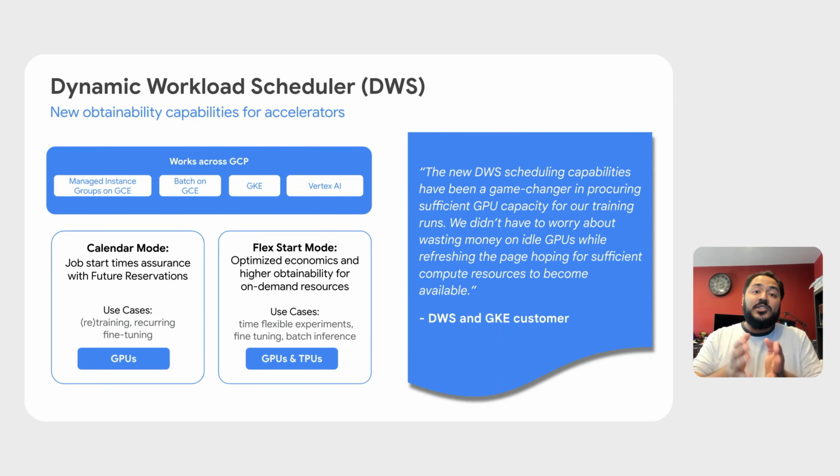Calendar mode provides job start time assurance with future reservations. These are useful for periodic fine-tuning or training of your model. Flex start mode lets you define a workload that will start sometime in the future. This allows for optimized economics and higher obtainability for sought-after resources. Use cases for flex start mode include time-flexible experiments, fine-tuning, and batch inference.